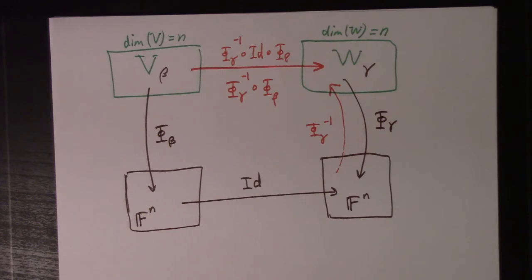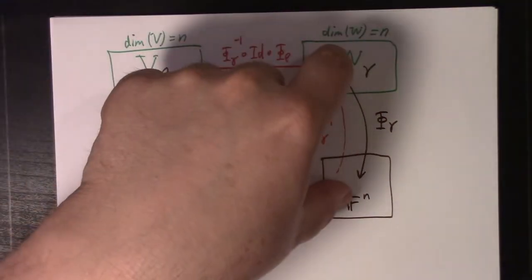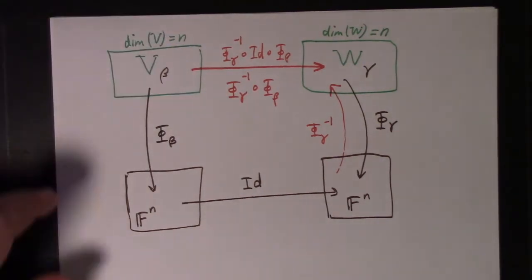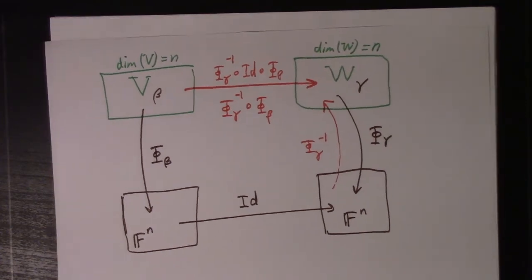Now, that said, I could just think about the equivalence relation, right? V is isomorphic to F^n, W is isomorphic to F^n, so by transitivity and symmetry, I can get that V is isomorphic to W. All right. Anyway, moving on.